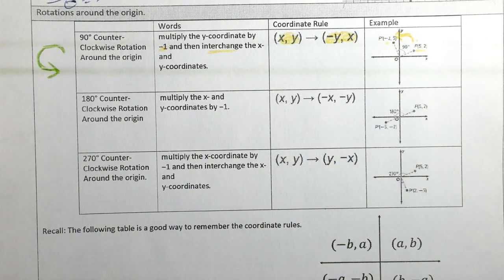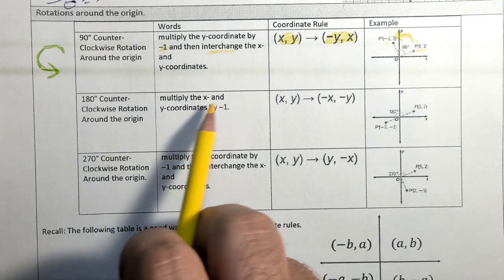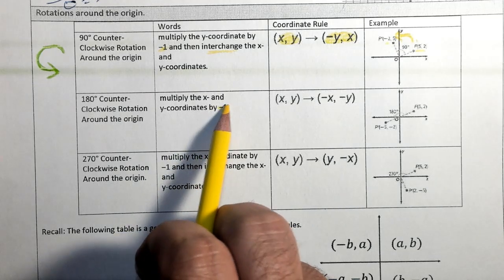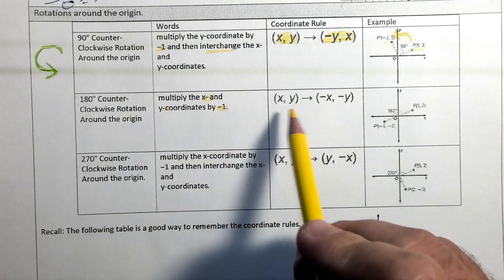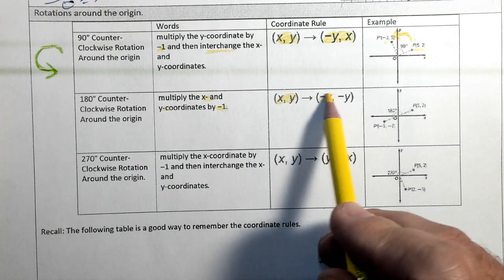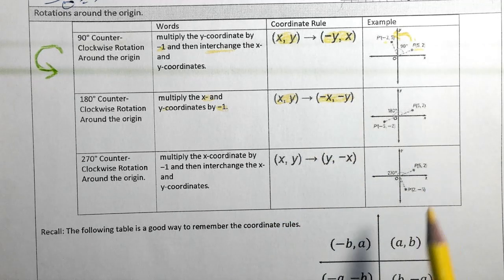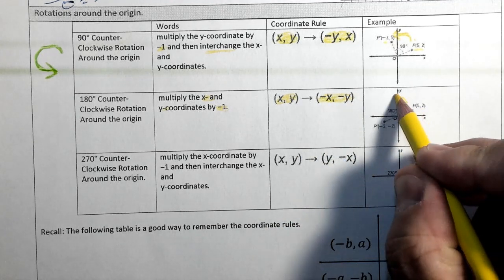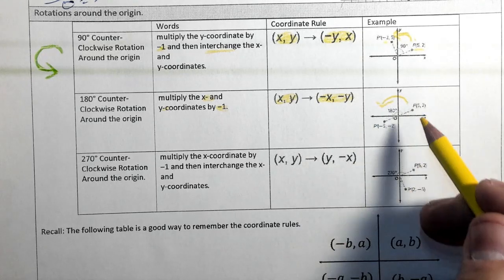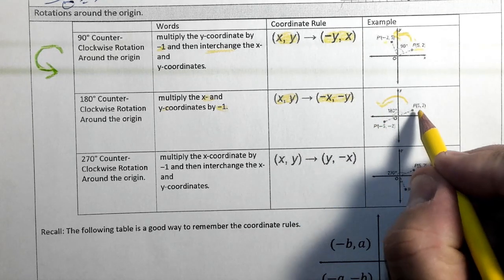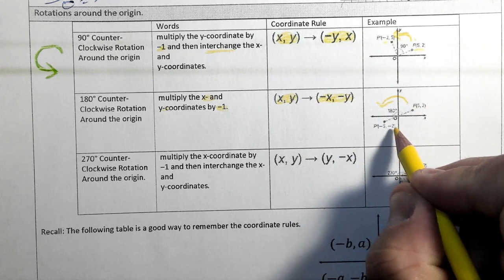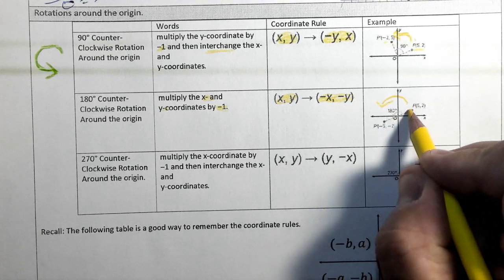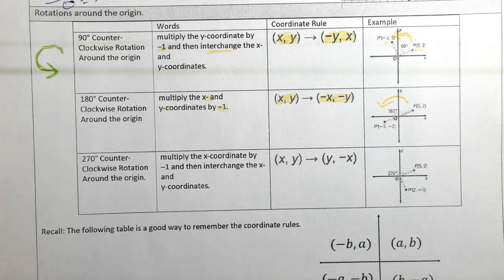All right, 180-degree counterclockwise rotation about the origin. We multiply the x and the y both by -1. So your x comma y becomes -x comma -y. So our example over here again, P's at 5, 2. When we go 180 degrees this way, 5, 2 becomes -5, -2 to rotate it exactly 180 degrees.